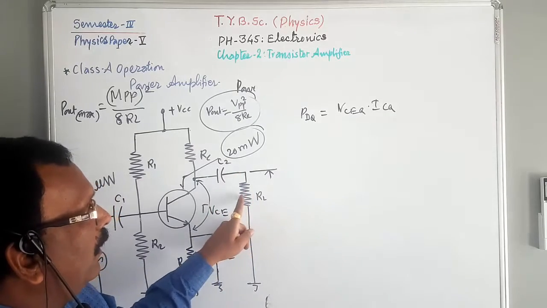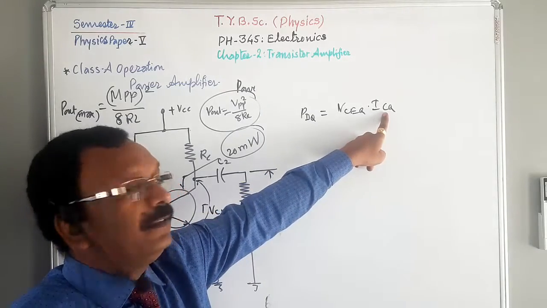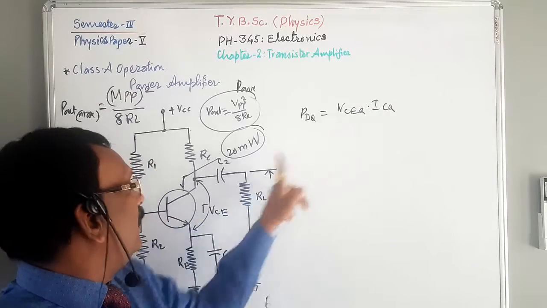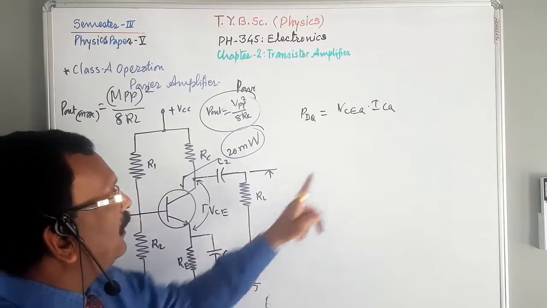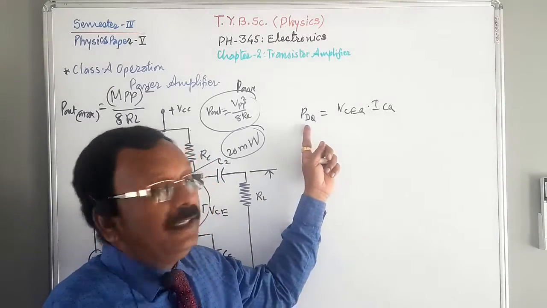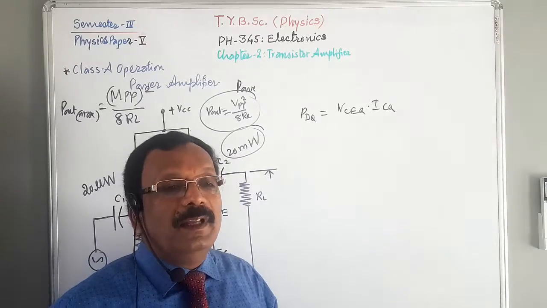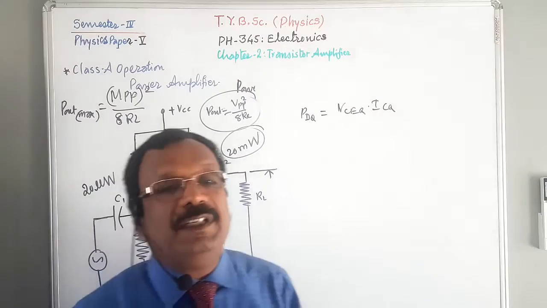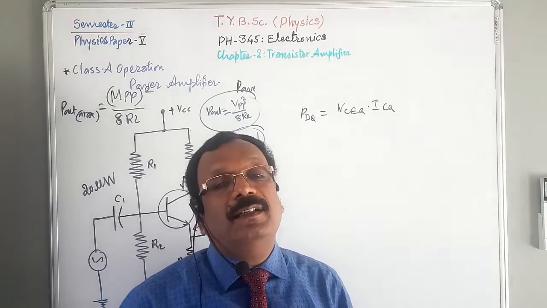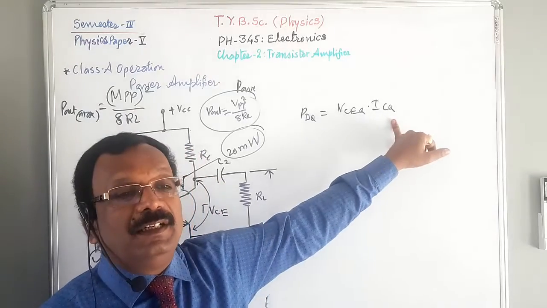middle level, and this is the collector current at the quiescent point. This is the voltage between collector and emitter at the quiescent point, this is the collector current, and this is the dissipated power. That is, quiescent power dissipation equals DC voltage times the DC current.